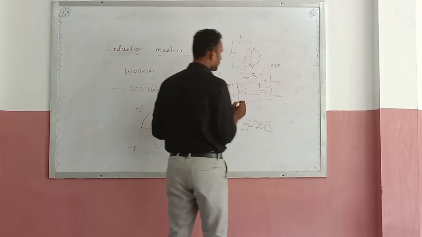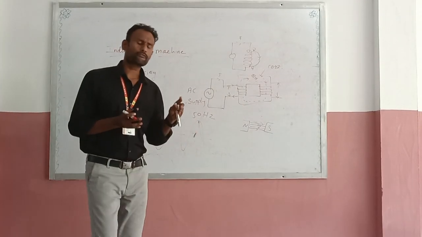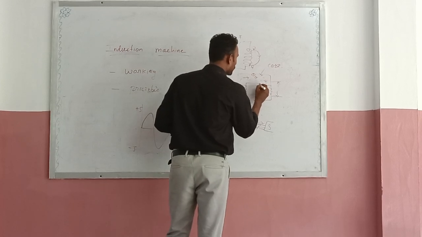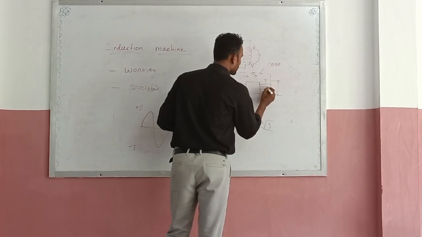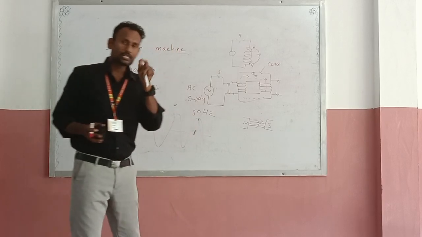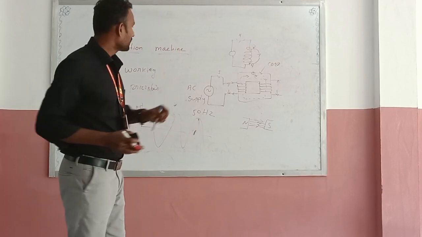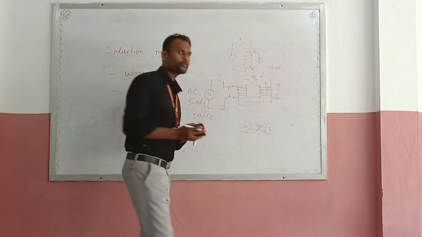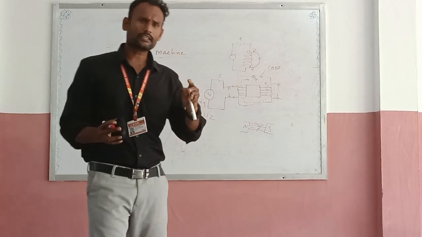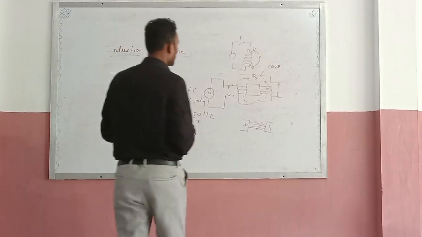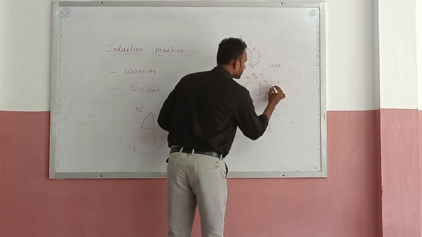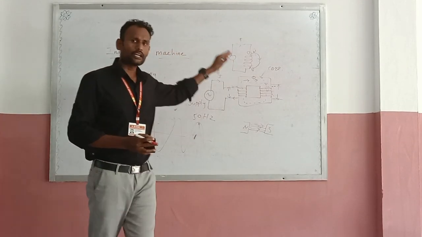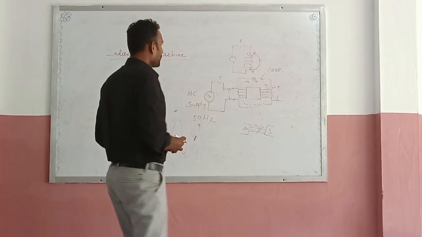Whenever an alternating flux cuts or touches a coil, due to the change in flux, an EMF is induced in the conductor. How many conductors are there? All the conductors have that EMF. Here is one EMF, and here another. How many turns are there? In every turn we have an EMF.